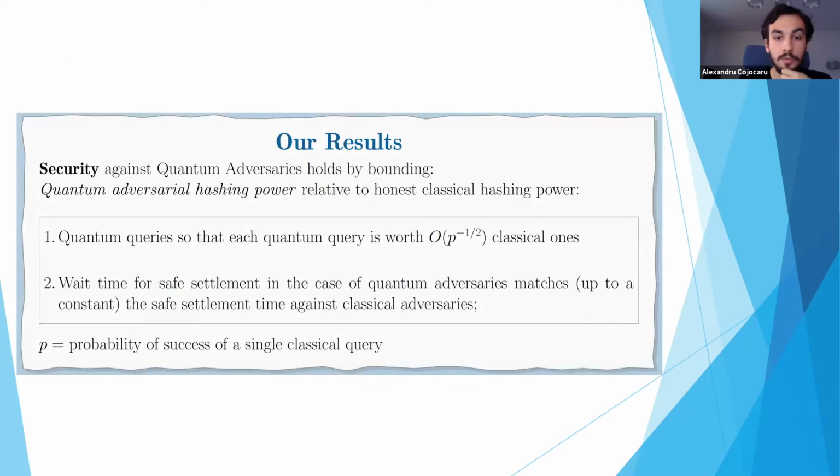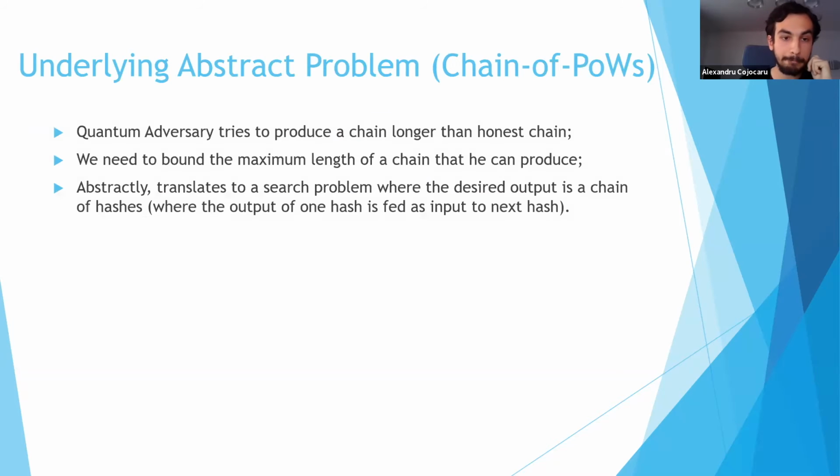And more specifically, we show that the security holds as long as the quantum queries of the adversaries are such that each of them is worth p to the minus 1/2 of the classical ones, where p represents the probability of success of a single classical query. And another consequence of this is that the wait time for safe settlement, so essentially the number of rounds you need to wait until you have the same level of security as in the classical setting, actually matches up to a constant the safe settlement time against classical adversaries, which is quite surprising.